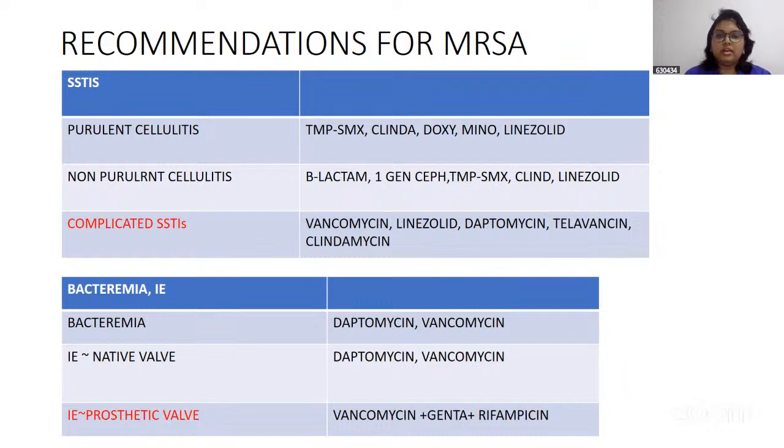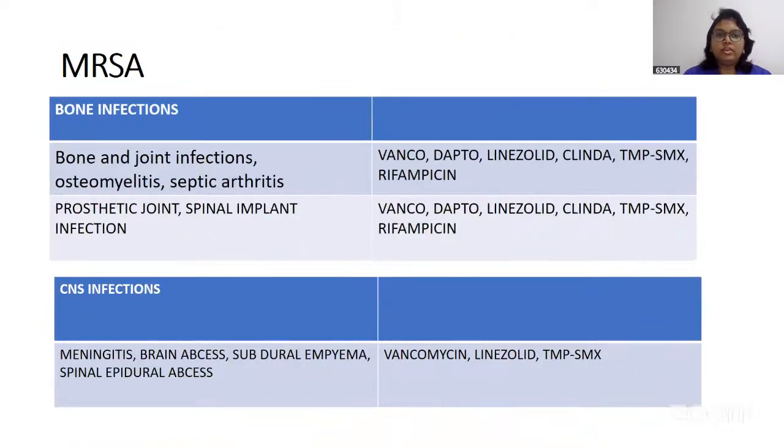choice. And if there is a bacteremia, we have to use daptomycin. If it is a prosthetic valve, vancomycin has to be given along with gentamicin and rifampicin. And in cases of bone infections, again, the same set of antibiotics along with rifampicin as alternative agents. In CNS infections, because of the CNS penetration, the options are vancomycin, linezolid, and we can use trimethoprim-sulfamethoxazole.